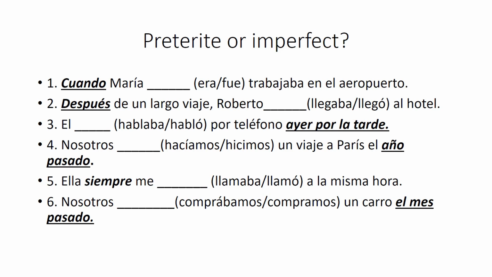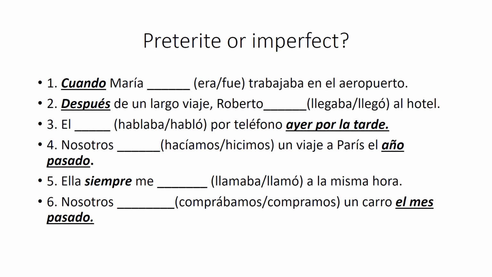Number 5. Ella siempre, keyword, me llamaba or llamó a la misma hora. Do I have a specific time frame in this sentence? Does this sentence show that it's a completed action or an action still going on? Ella siempre me llamaba, imperfect tense, a la misma hora. Why? I have no specific time frame. Siempre is a habitual or repeated action. Actually, it's the point number 1 that we already reviewed in this presentation. Ella siempre me llamaba a la misma hora. Repeated action in the past or habitual actions.